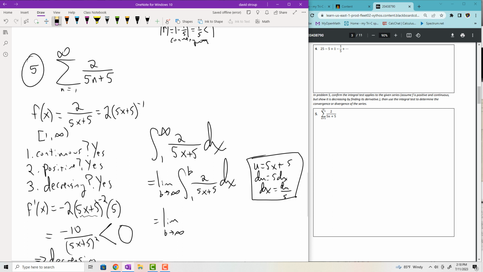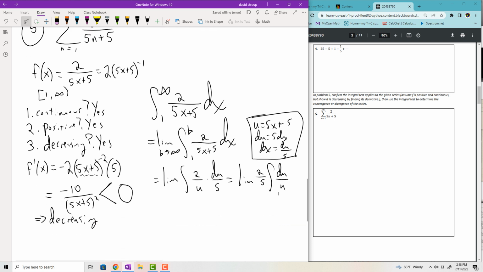Well, let's drop all the fancy notation, the bells and whistles, while we're in u sub land. So I have 2 all over u times du all over 5. I can factor out the 2/5, and then I get the integral of du over u, which is a natural log. So that will equal the limit of 2/5 ln absolute value. It'll be u, but let's go ahead and back sub just for the sake of my own sanity. We can put all the bells and whistles back in. And then we will evaluate the antiderivative and then take the limit.